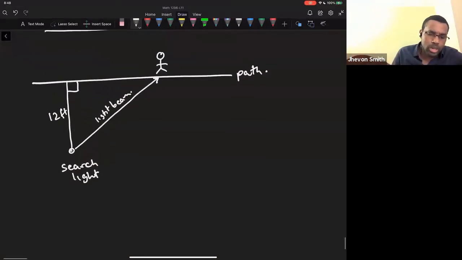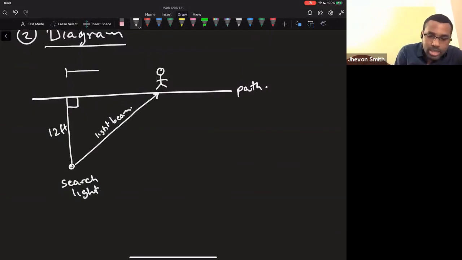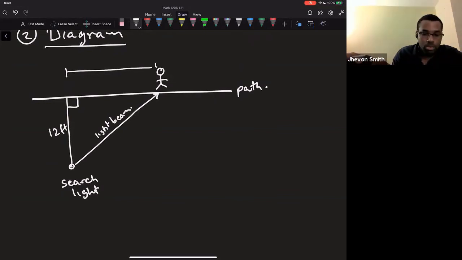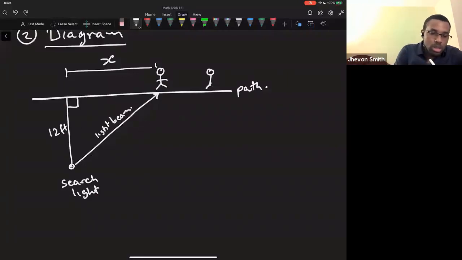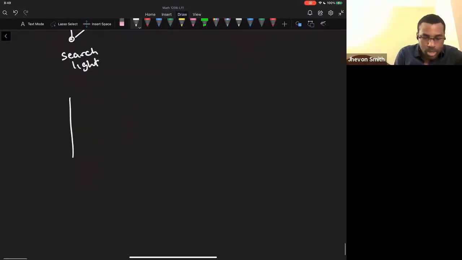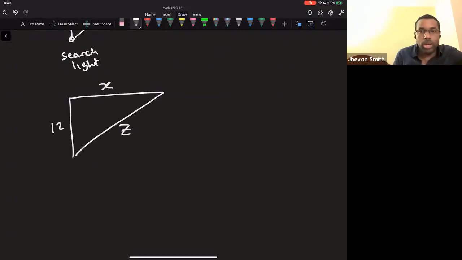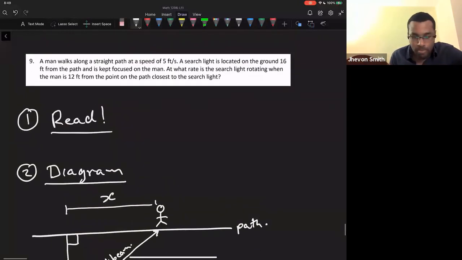So of course this distance that the man is from that point is changing because the man is moving. We can call that X. Now, as the man moves, like he's over here, that beam is going to get longer. So this length here is also changing. I'll call that Z. Now the searchlight itself isn't moving, so that 16 feet stays 16. So this is the triangle.